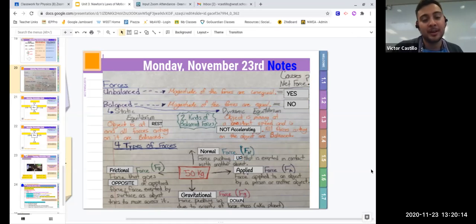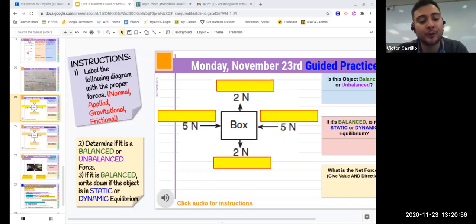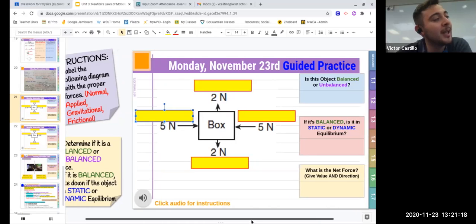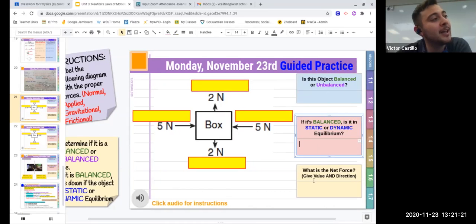I'll give you a couple more seconds to copy that down. The instructions for slide 21: I want you to label the following diagram with the proper forces. Whether it's normal, applied, gravitational, or frictional, there are four yellow boxes where you can just type in your answers. I want you to label where each of these forces go, okay? Once you do that, there are three tables on the right. I want you to answer those questions. First of all, is this object balanced or unbalanced? Second of all, if it's balanced, is it considered a static or dynamic equilibrium?